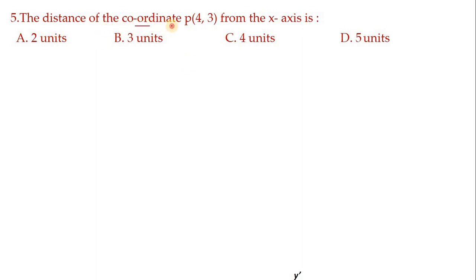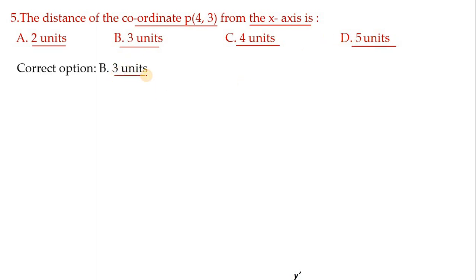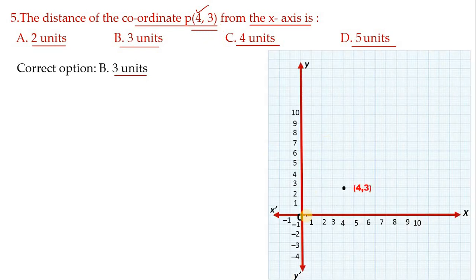The distance of coordinate P 4, 3 from the x-axis is. Options are 2 units, 3 units, 4 units and 5 units. So first let us see the correct option, that is B, 3 units. Children, many children will be in confusion because 4 is related to x value, hence usually they'll write 4. But what you have to do is plot this point on graph sheet. Yes. In your examination, in rough work, in rough column, you can do this. See, here I have marked. This is 4, 3 point.